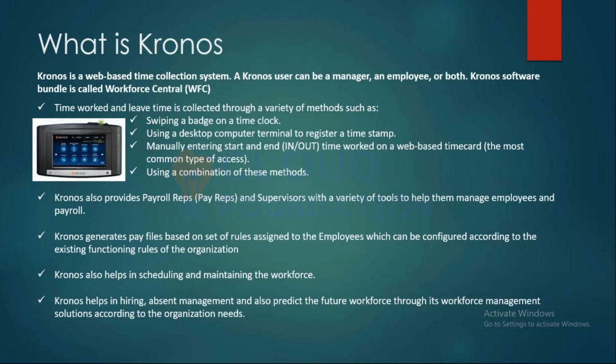Kronos also helps in hiring and asset management, and it also predicts the future workforce through its workforce management solutions according to organization needs. Kronos has a module called forecasting. For retail-based customers, say Puma or Adidas, forecasting is based on last month's sales, and it can analyze based on current trends. Based on the weather conditions or how much sales have been done, it will tell you how much you might need to sell for this month and the next month. So we have such modules.